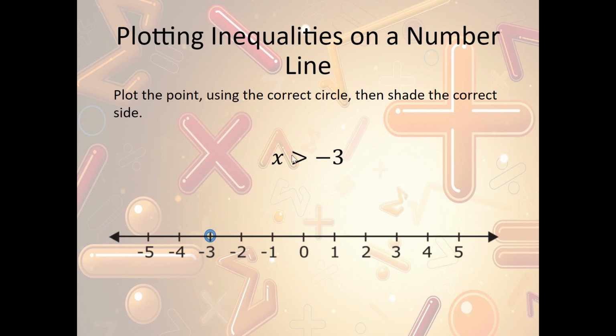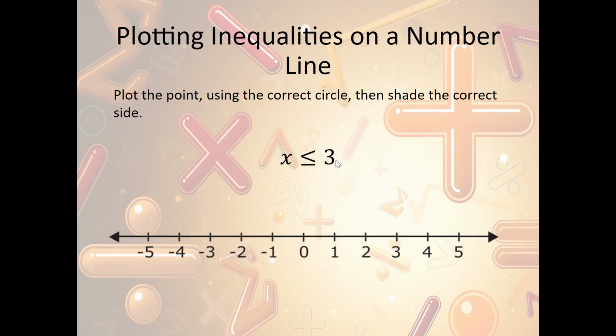Then we need to shade the values for x that apply. Well, it says x is greater than -3. So where are all the x's that are bigger? Well, -2 is bigger than -3, -1 is bigger than -3, 0 is bigger than -3, so it's all the numbers on this side. So we would go ahead and shade it with an arrow going this direction, meaning that all of these numbers over here are bigger than -3.